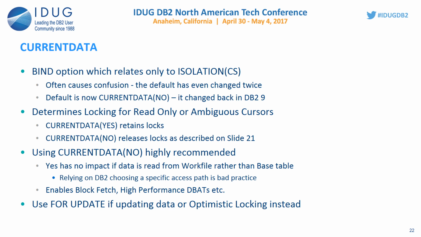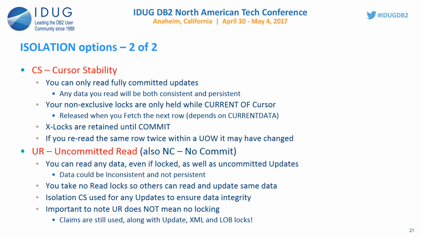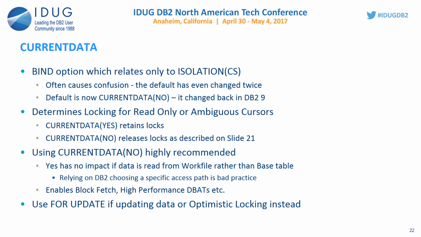Now, if you use current data, what does it do? It's for read-only or ambiguous cursors. So if you have a cursor that's defined for read-only, or you do a cursor and you don't specify a for update of clause, so you're not letting DB2 know whether you're going to update the rows or not, that's when current data takes account. And if you do current data yes, then DB2 doesn't release the rows when you're using cursor stability. So the locks are not released when you go on to the next row. Now, some people have used it. I came across a site, it was in Malaysia, about 2 years ago, where they had a site standard always to use current data yes.